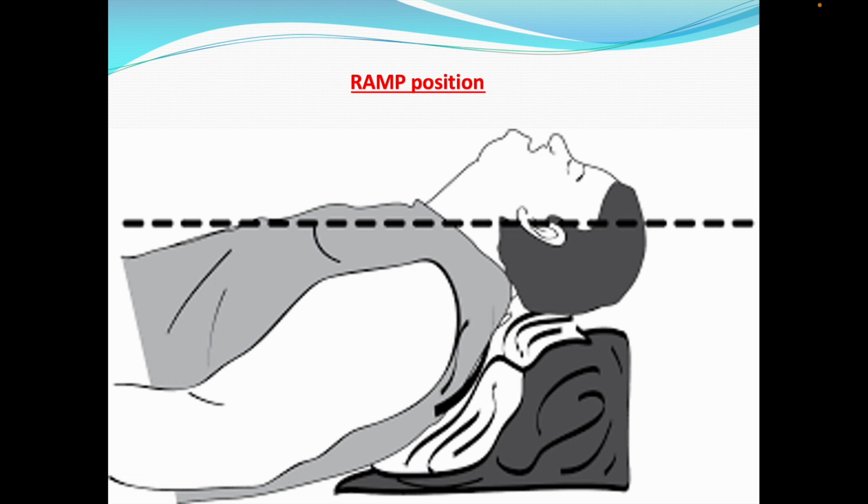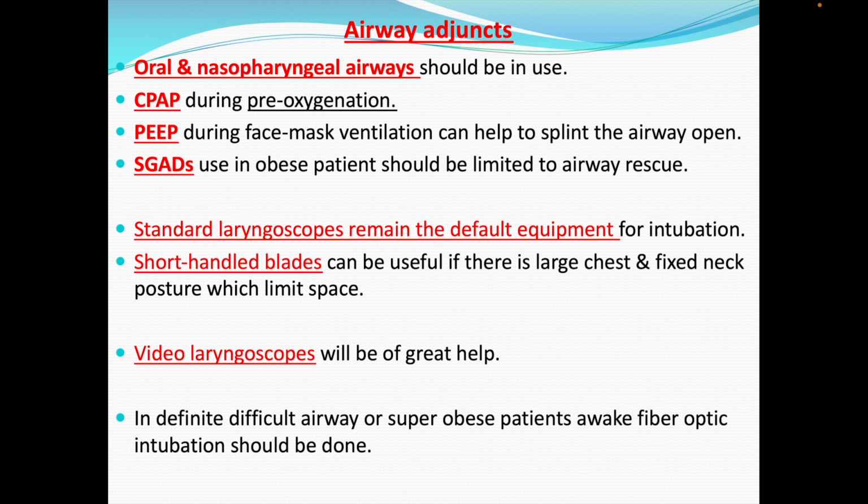And Oxford made one bed, which is a ramp, which makes this position easy. And airway adjuvants used in obese: oral and nasopharyngeal airway should be in use. CPAP should be used during pre-oxygenation.